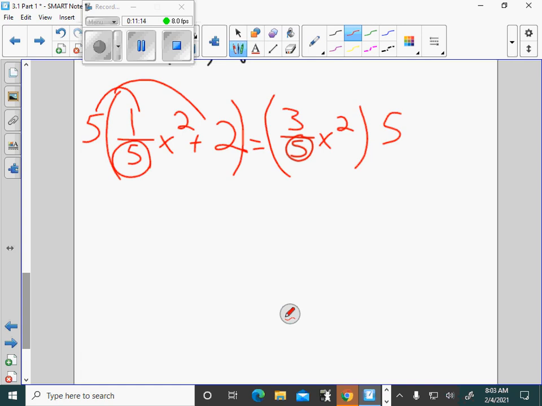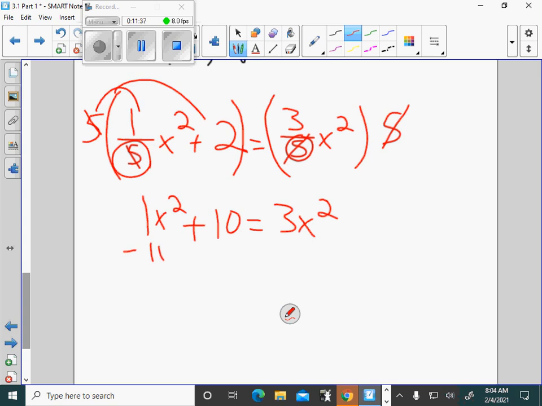So 5 times 1 over 5, the 5's cancel. We're just left with 1x squared, or just x squared, plus 10 is equal to, on this side, the 5's cancel. We're left with 3x squared. A lot easier now, right?